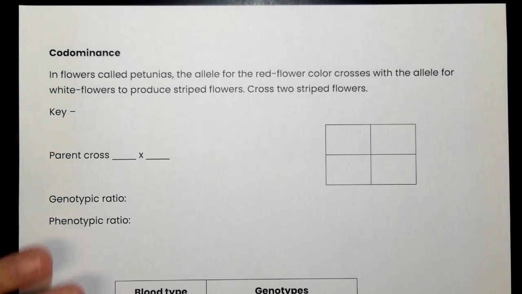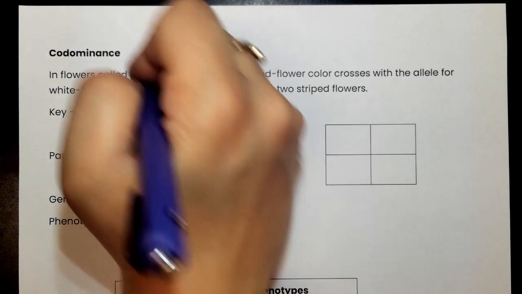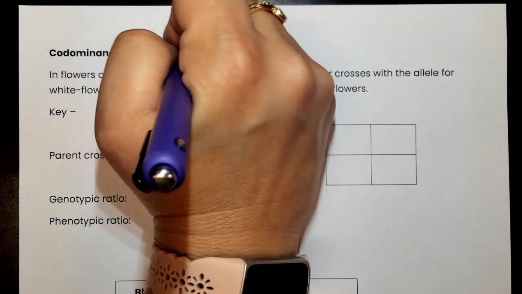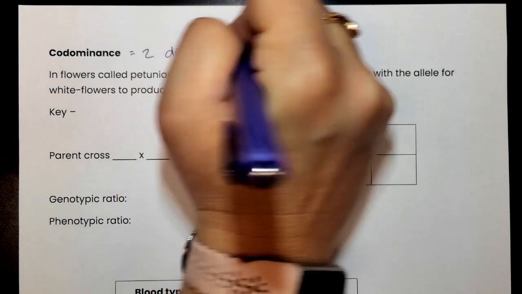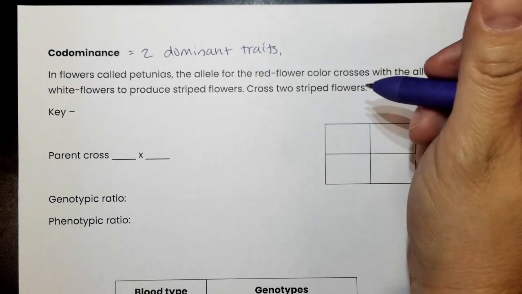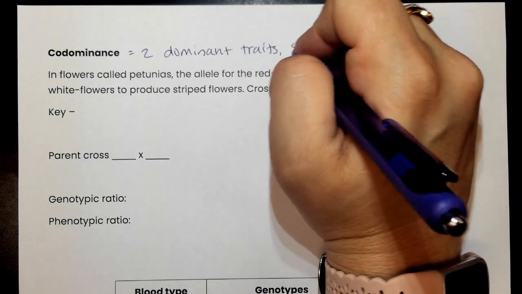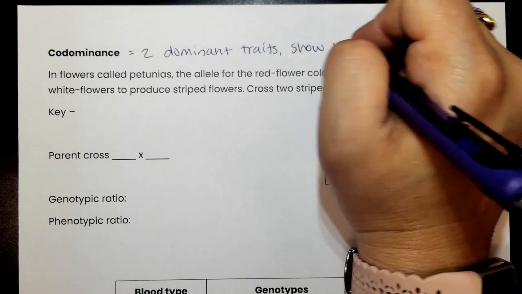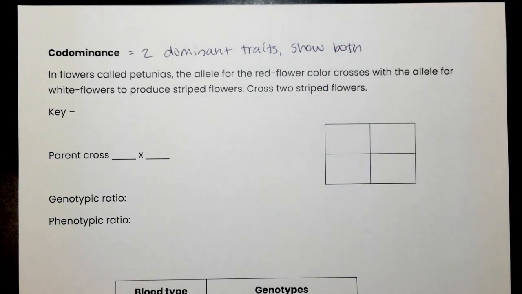Next up, we have codominance. And again, in codominance, we have 2 dominant traits. And when you cross them, again, you get a third phenotype, but in this case, the third phenotype is going to show both of them at the same time. So think like spots or stripes. So instead of blending, you're going to see both at the same time.